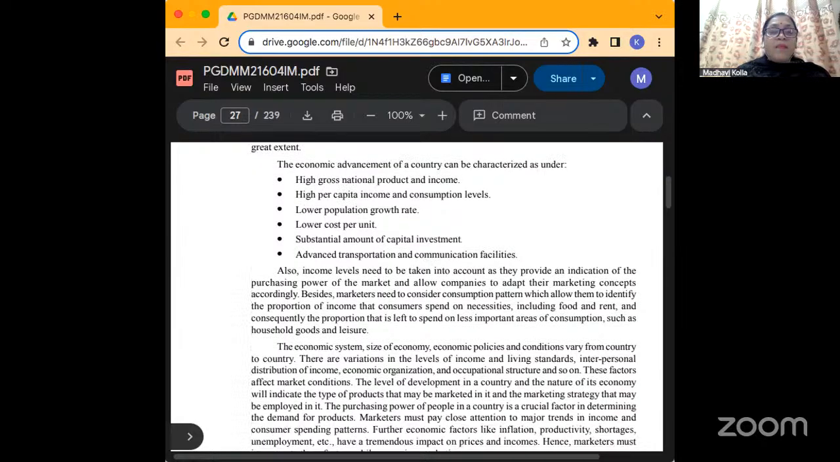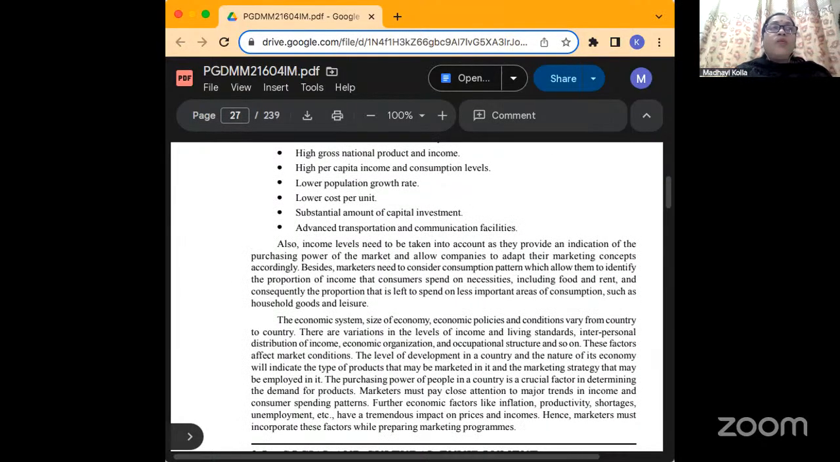So, substantial amount of capital investment. Now, here two things need to be understood. One is the investment that is being made by the company, and second is the kind of infrastructure or the kind of supportive systems that the host nation is ready to offer. Today, if you see, say, in India, a lot of states are vying with each other to attract a lot of foreign investments. Why?